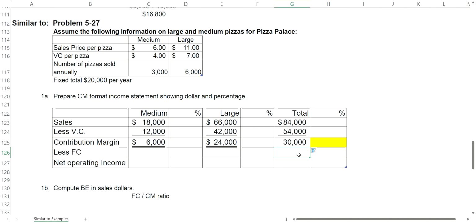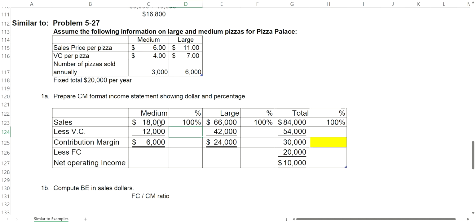Next, I will fill in just in the total column, because it's both the medium and large together, that the fixed cost is $20,000. 30,000 minus 20,000 gives me net income of $10,000. Now, I also want to get each of these as a percentage of sales. So in each case, sales will be 100%. So I'll fill in 100%.